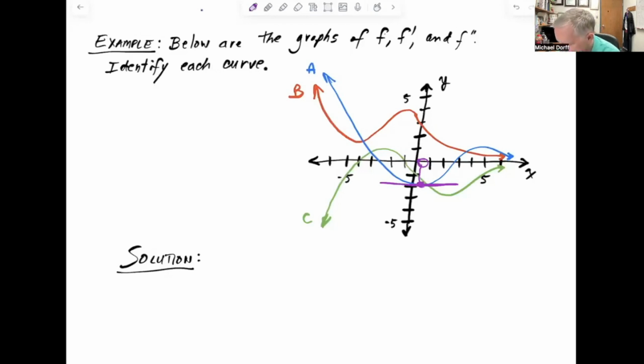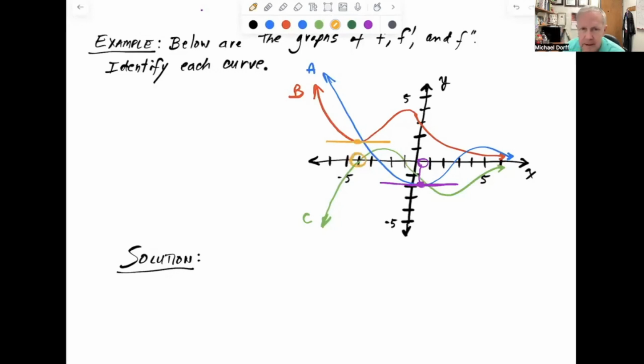Let's look at B. Let me take a different color here. I'm going to take orange. So graph of B, where does it have a valley and a hill? Well, it has one right at this point here. If I draw the slope of the tangent line in orange there, the slope of the tangent line is 0, so the derivative should be 0. That matches up with where the green line crosses.